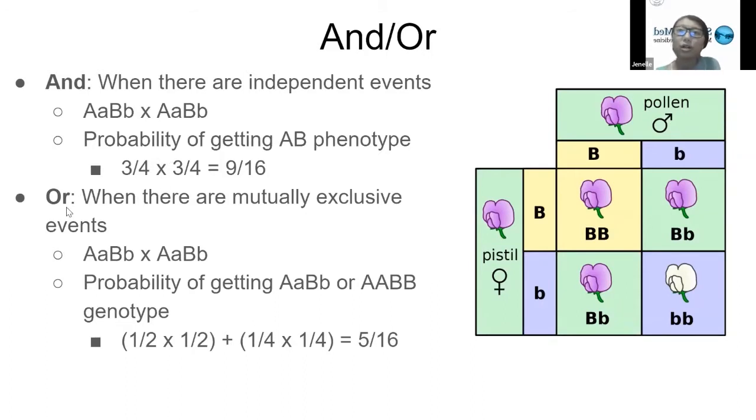And then for "or", it's when there are mutually exclusive events. So for the example again of a dihybrid cross, if they say the probability of getting the heterozygous form of the A trait and the B trait, or the homozygous dominant form of the A and the B trait genotype, then because of this "or", we would know that we have to add the probability of getting this and getting this. So this or that, and that's why you would add it.